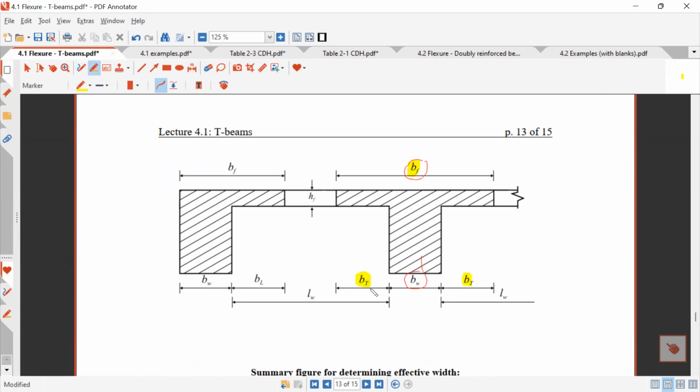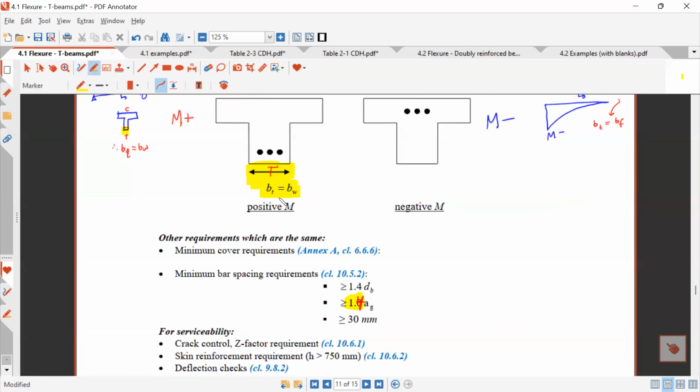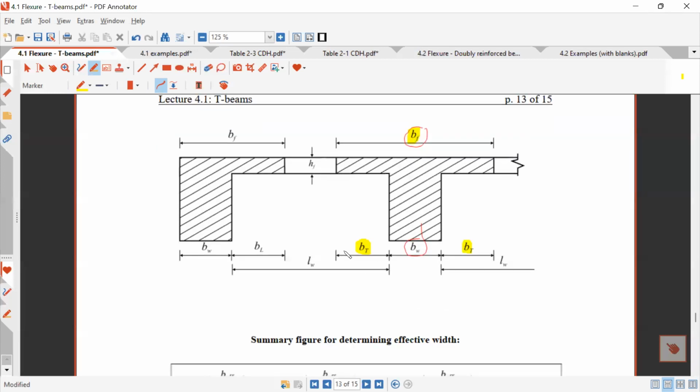Okay, this BT is different from the one we saw earlier in the AS-min, which was a small t. Here we're talking about something else. This BT is the width, the length of the overhang. So this length of this overhang, this part, right? There are equations that give us formulas to determine this BT.